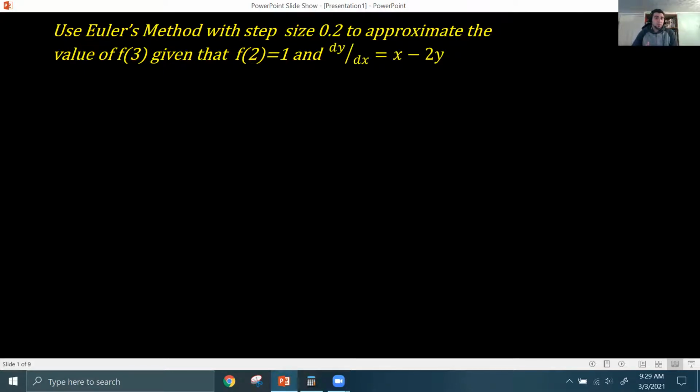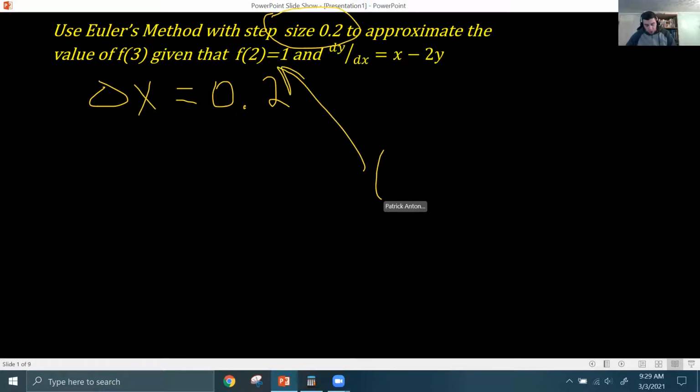function value. So in this example, we're going to use Euler's method with step size 0.2. When you see this phrase step size, that's talking about delta x. So delta x in this problem is 0.2, and we're going to use that to approximate the value of f of 3. Given that f of 2 equals 1. Now this f of 2 equals 1 is just your initial value.